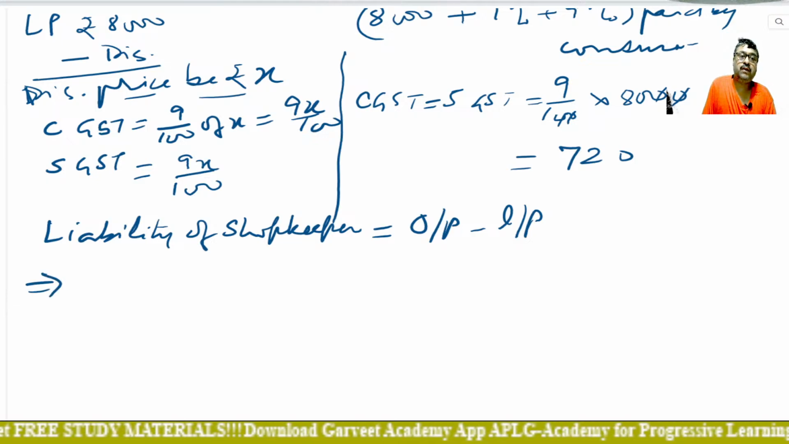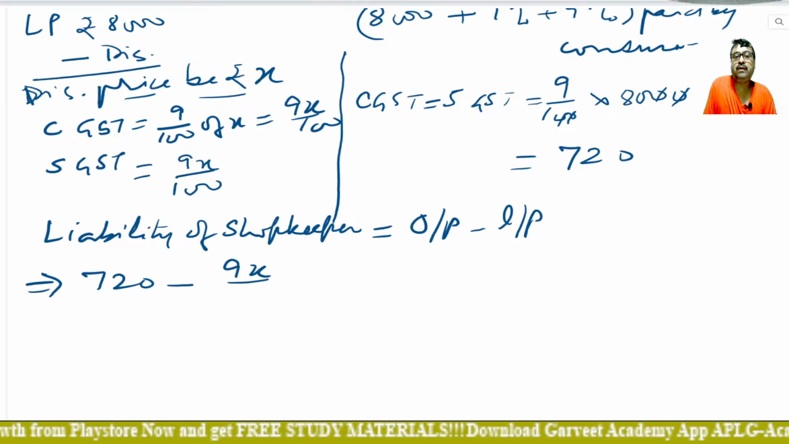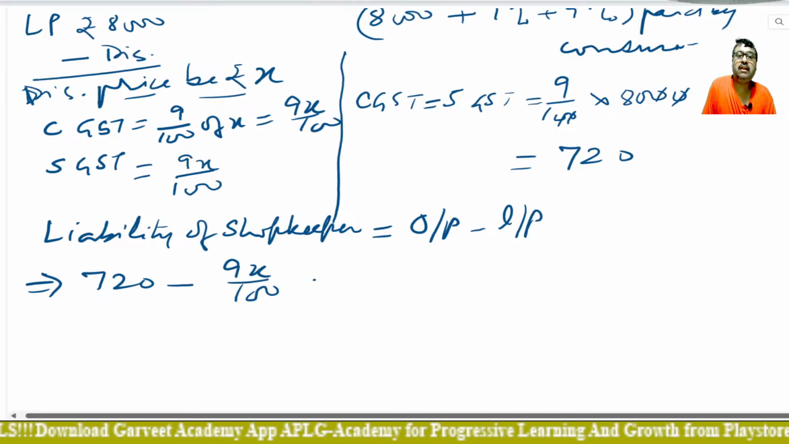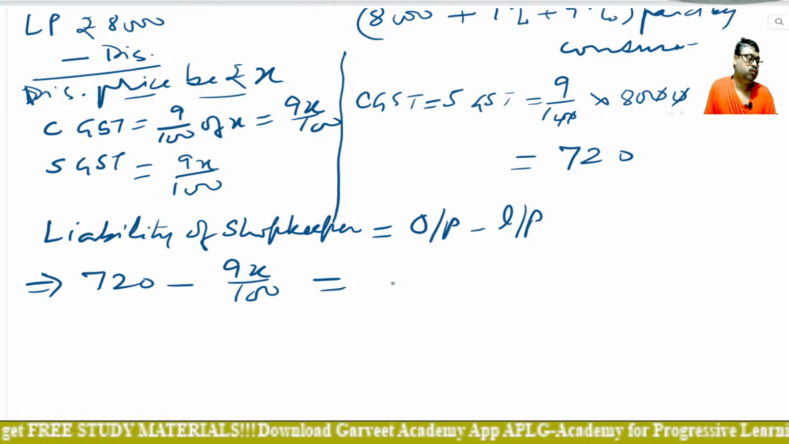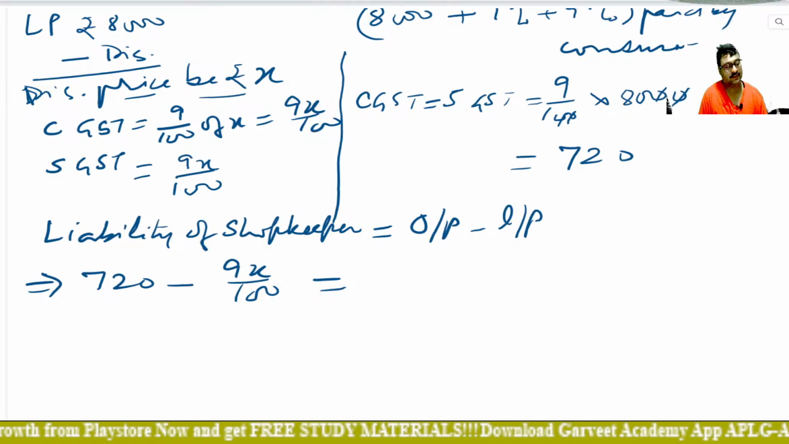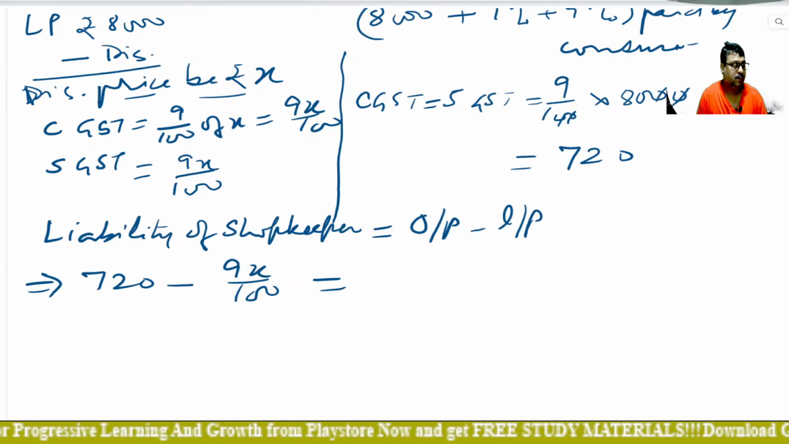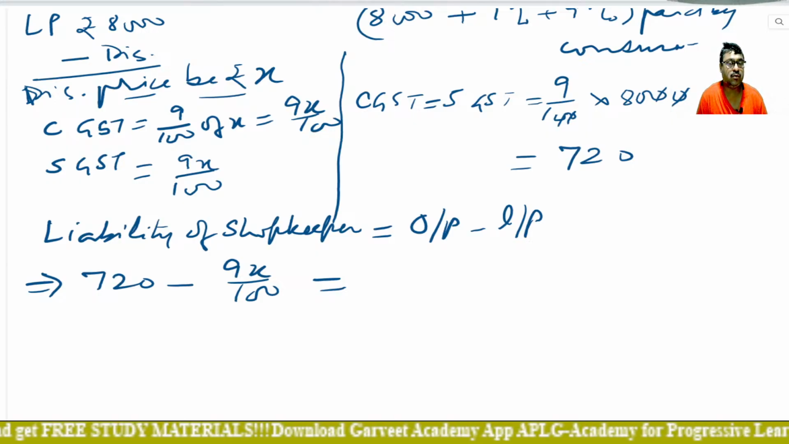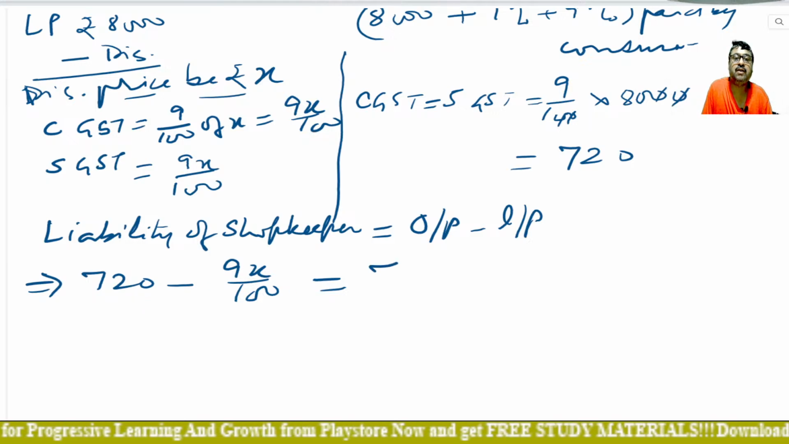His output is how much? 720. His input is how much? And this liability is rupees 72. The last statement of the question: if the shopkeeper pays a tax under GST of rupees 72 to the state government, so his state government liability came down to 72. Okay, so this will give us the discounted price: 720 minus 9x by 100 equals 72.